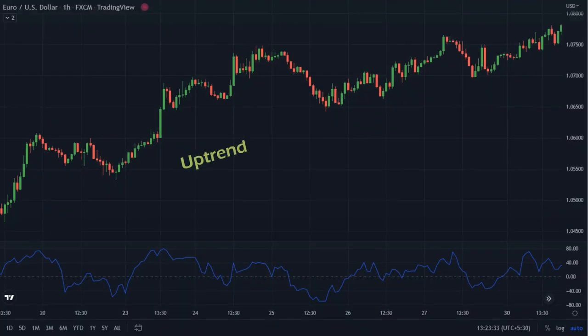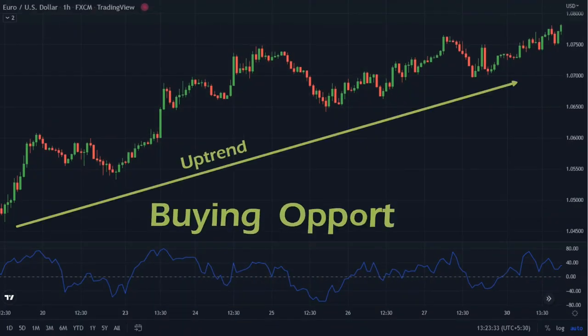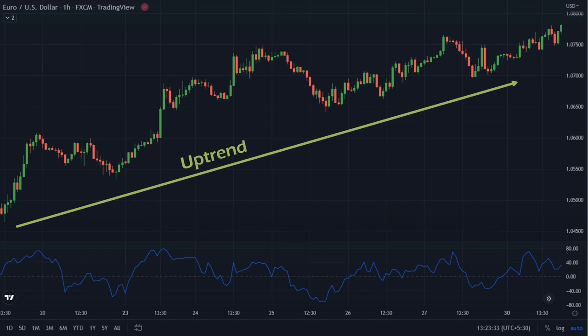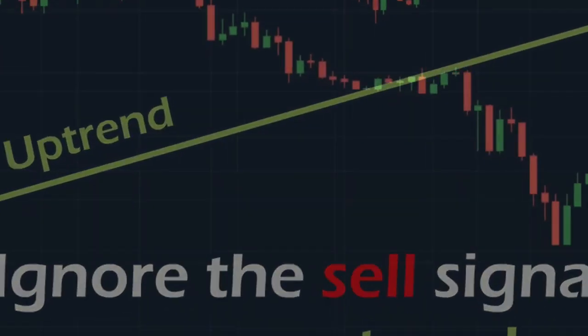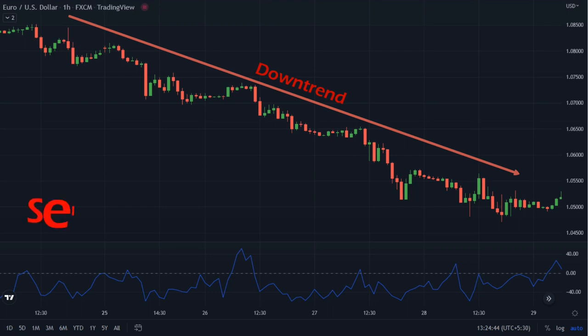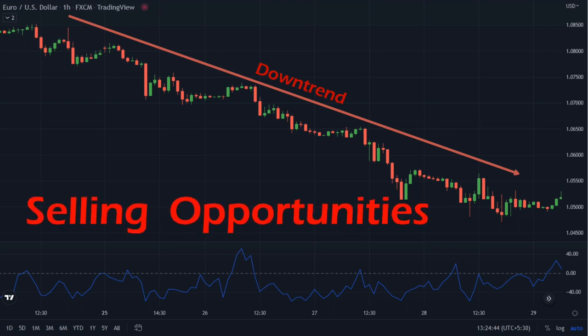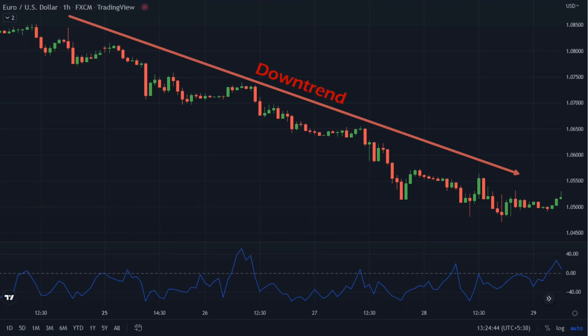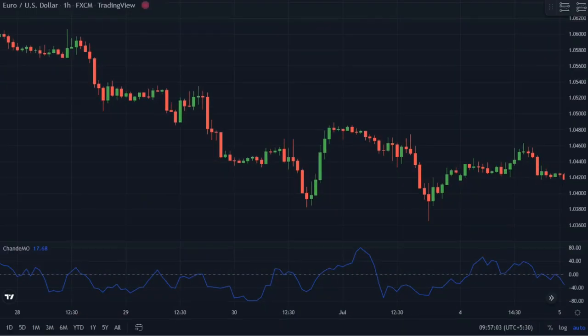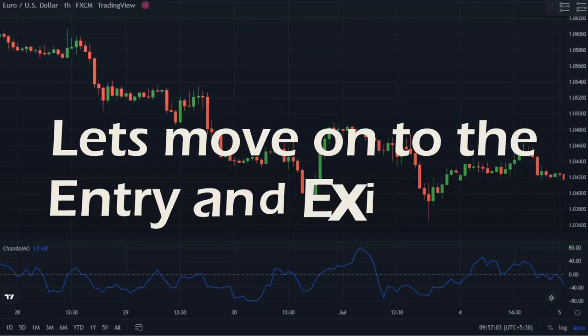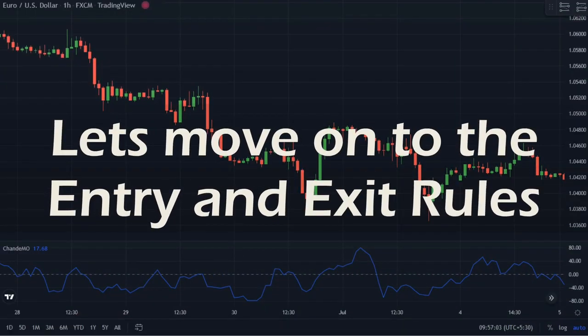If the price is in an uptrend, we will only be looking for buying opportunities. And these buying opportunities will occur when the CMO rises above the zero line. We will ignore the sell signals at all times in an uptrend. Similarly, in a downtrend, we will only look for selling opportunities. And these selling opportunities will occur when the CMO falls below the zero line. We will ignore the buy signals at all times in a downtrend. Now that we've covered the premise of our strategy, let's move on to the entry and exit rules.